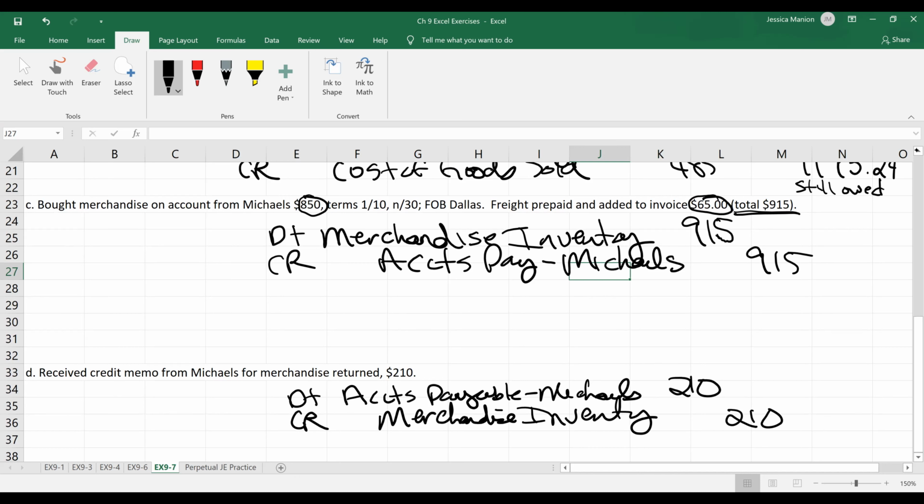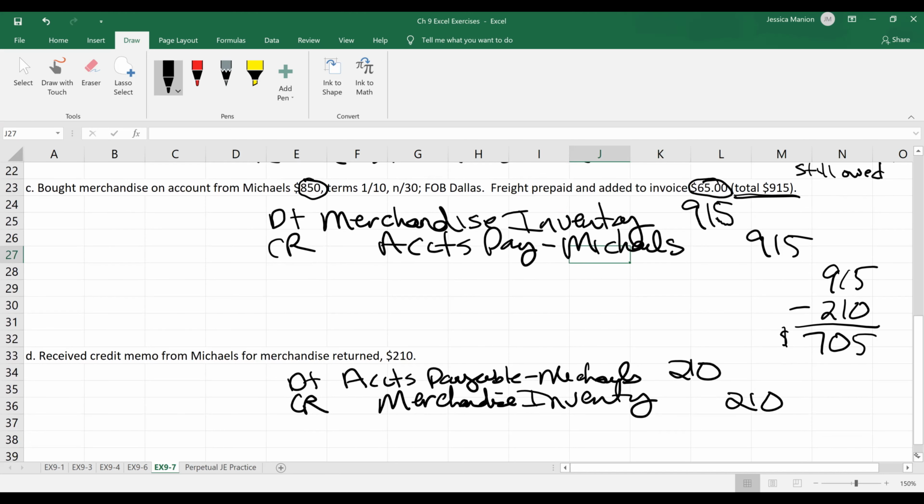So again, thinking about this, we owed Michael's $915. Then we just returned $210 worth of merchandise. So now we only owe $705.